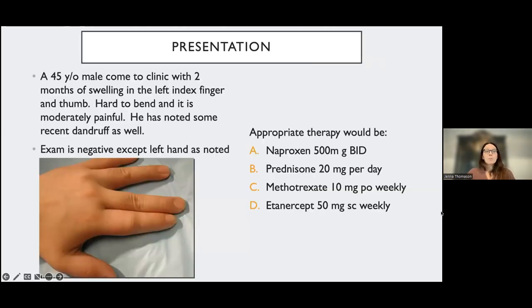Okay, so this person is a 45-year-old person that comes to clinic with 2 months of swelling in the left index finger and thumb. It's hard to bend it, and it's moderately painful. And he's noticed some recent flaking in the scalp as well. His exam is otherwise unremarkable, except for the left hand as noted here. And this is the finger where he's having some discomfort. So would you like to start this person on naproxen twice a day, prednisone 20 milligrams a day, methotrexate 10 milligrams once a week, or etanercept 50 milligrams weekly?